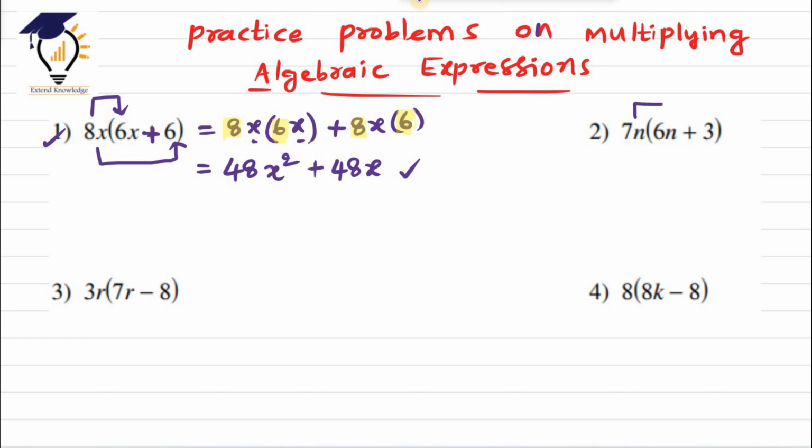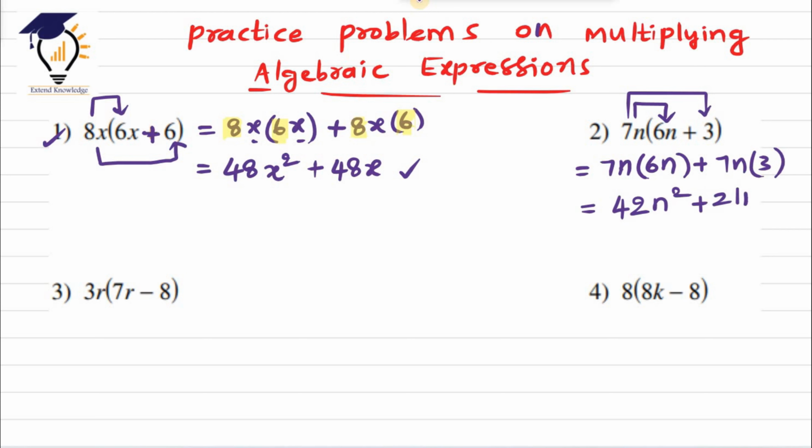And what about this one? Same thing. 7n times 6n, which is equal to 7n times 6n, plus 7n times 3. Multiplying, 7 times 6 is 42 n square, plus 7 times 3 is 21 n. So move on to the third one. I'm trying to put a negative sign for this. Let's see what happens if I put a negative here.